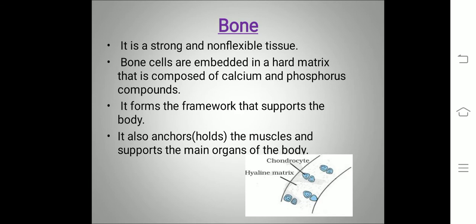Bone. Bone is a strong and non-flexible tissue. Bone cells are embedded in a hard matrix, and their matrix is composed of calcium and phosphorus compounds. Bones form the framework that supports the body. It also holds the muscles and supports the main organs of the body.